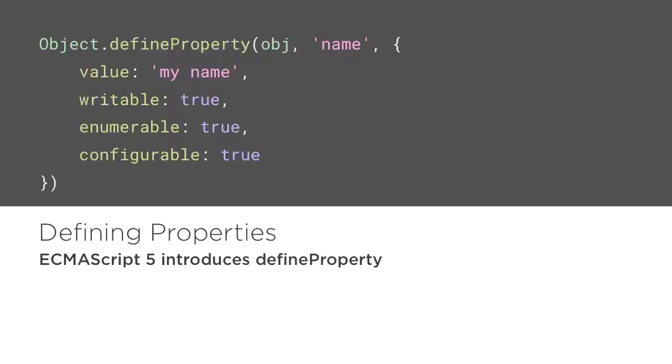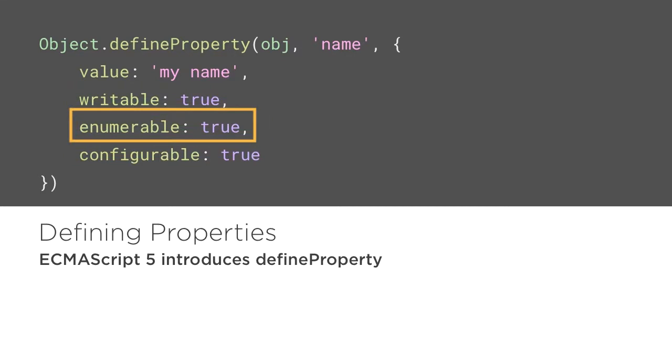Now, sometimes we need a little bit more granular control over these properties that are sitting on our objects. And in ECMAScript 5, we got defineProperty, which is a method on Object that allows us to configure our properties to meet some criteria. So in this case, here we are defining property name on object, and then that allows us to configure that property name. We can set the value to my name. We can set whether or not that's writable, which means I can create constants. So something that can't be changed.